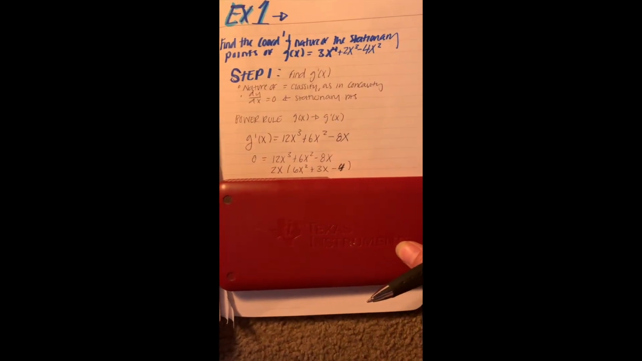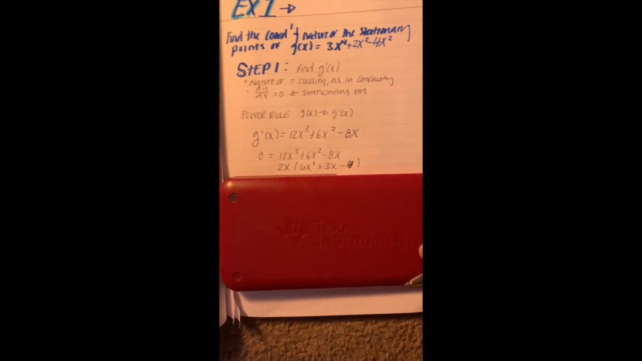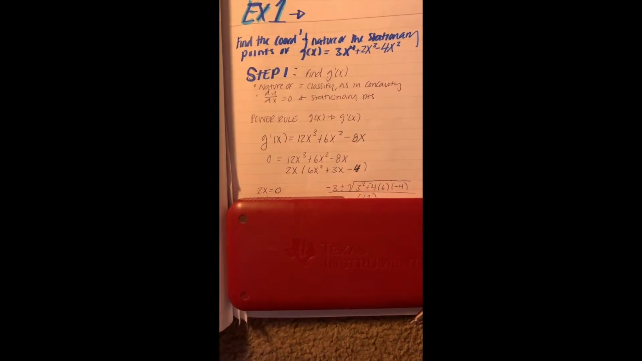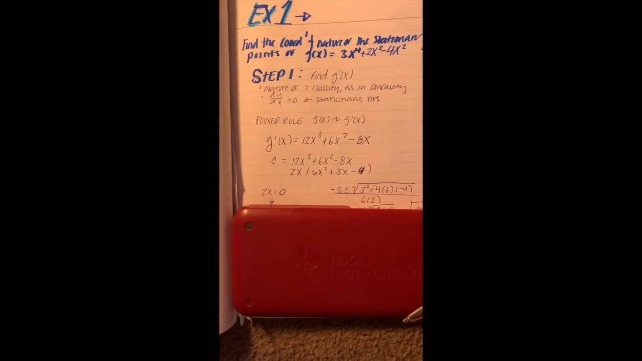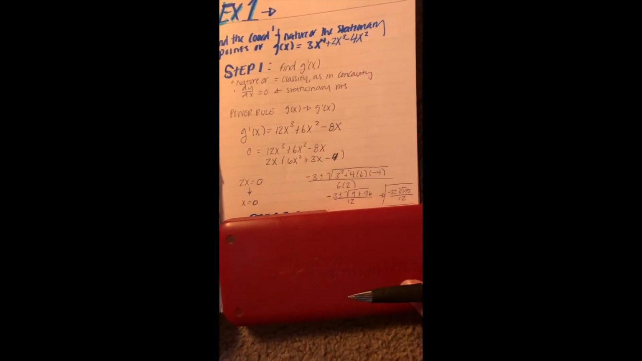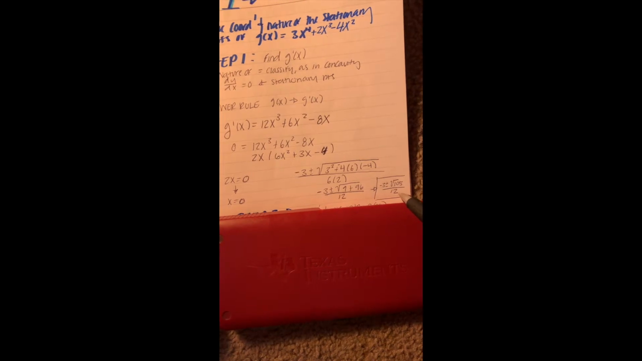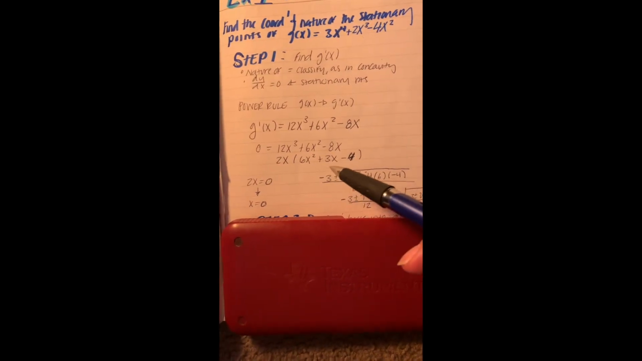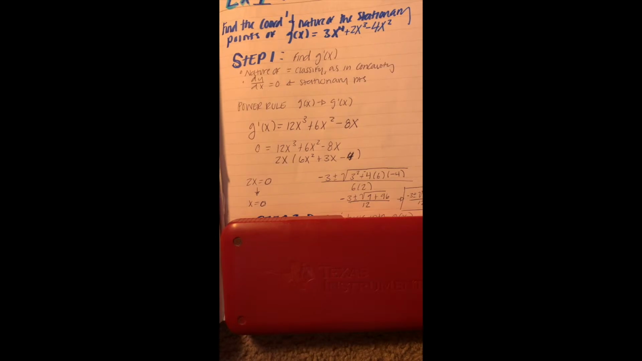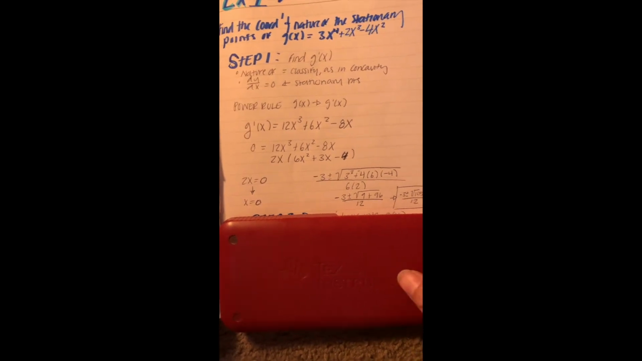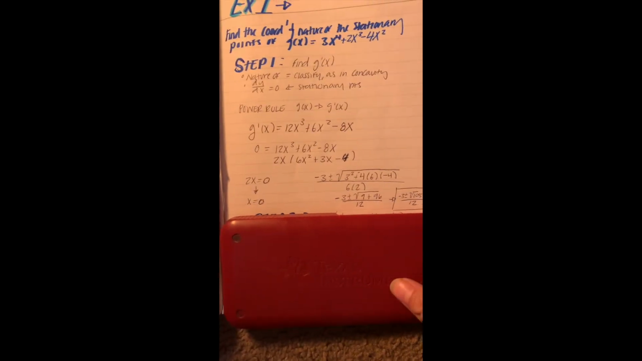Once we set that equal to 0, we're going to have to do a lot of algebraic work, but we ultimately get that x is equal to 0, and then x is equal to negative 3 plus the square root of 105 over 12, and negative 3 minus the square root of 105 over 12. That's based on the fact that this was a quadratic, so we had to use the quadratic formula to figure out the roots, or the x's, I mean.